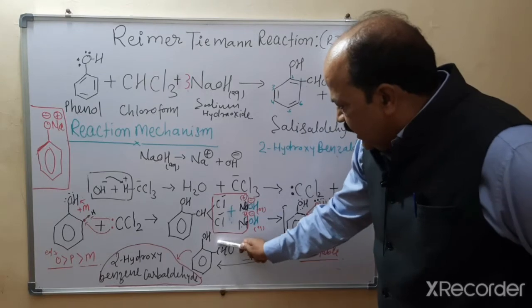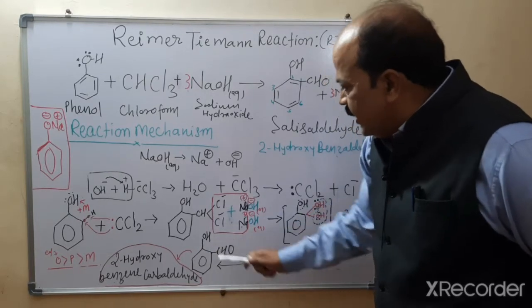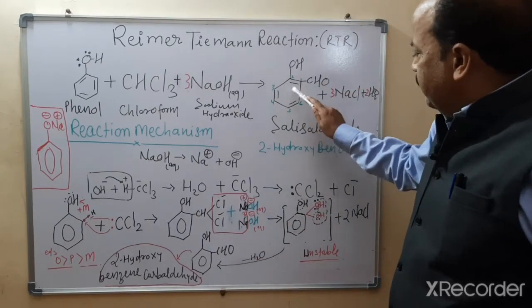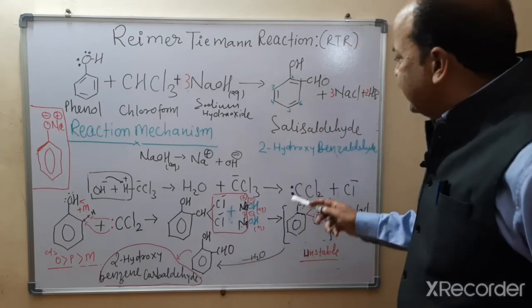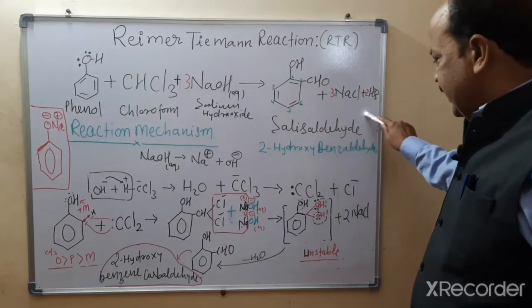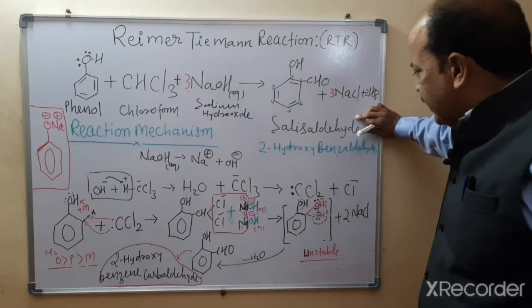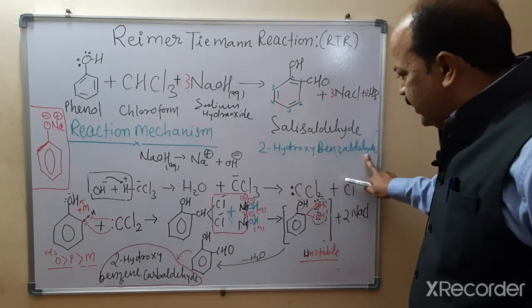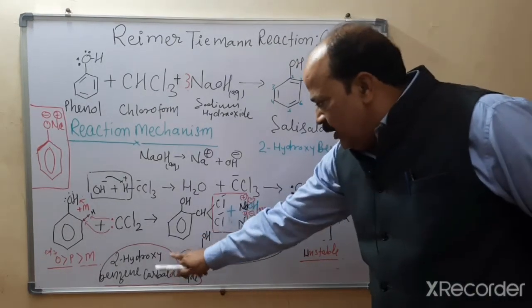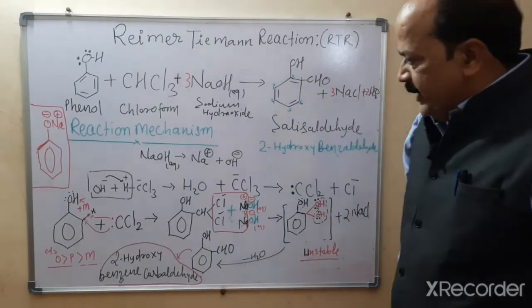when the CHO carbon is not included in the main chain, the suffix name will be carbaldehyde. So this compound has 3 names. One is salicylaldehyde, this is the commercial name. Second is 2-hydroxybenzaldehyde, and third is 2-hydroxybenzene carbaldehyde.